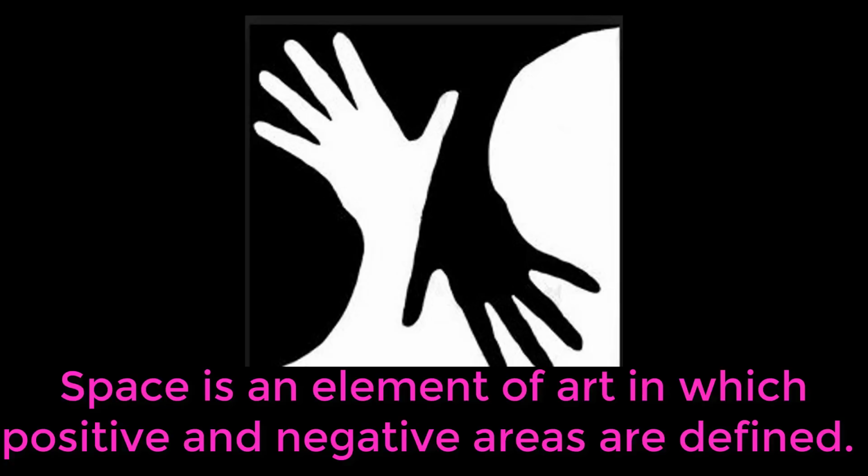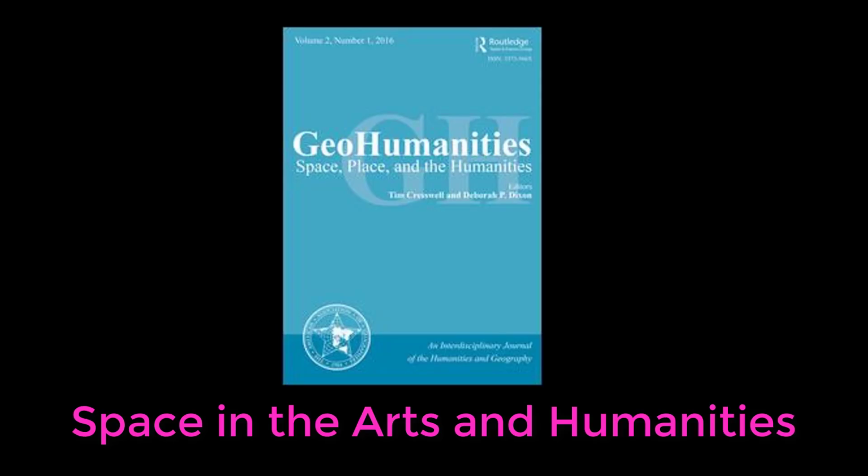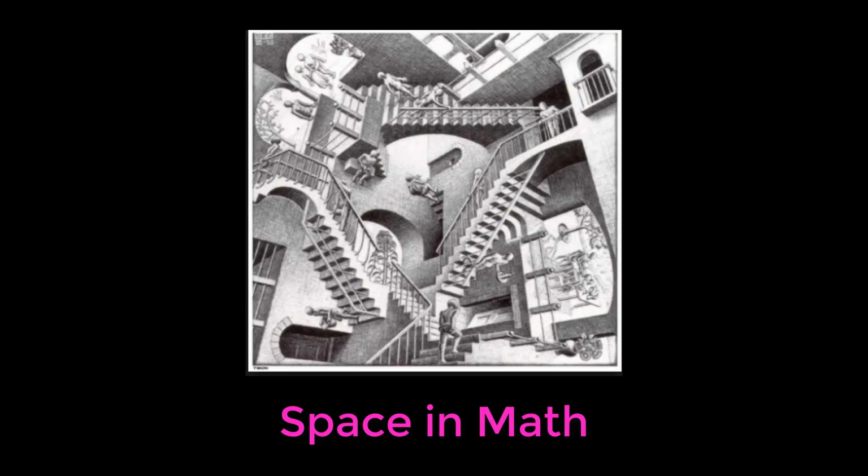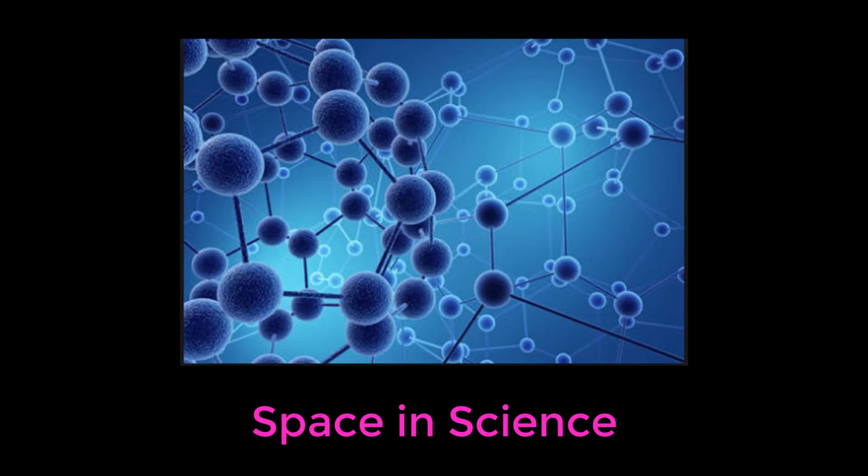Space is an element of art in which positive and negative areas are defined. The concept of space is an important aspect of geohumanities. Escher played around with mathematical spaces that couldn't exist in reality.